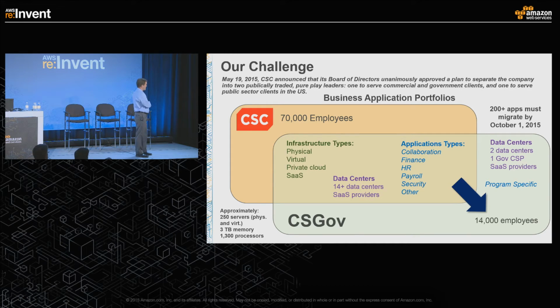As you can see, we had approximately 200 apps that needed to migrate by October 1st, comprising a number of servers across multiple data centers, lots of different provider types, lots of different infrastructure, and of course across all the different application areas, whether it's HR, finance, payroll, security, and others. And then, separate what the entity that's being created is, out of the 70,000 people that are currently in CSC, 14,000 will be part of CS Gov that will be separating out.